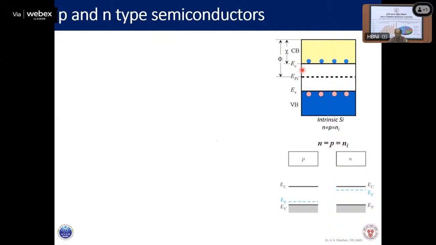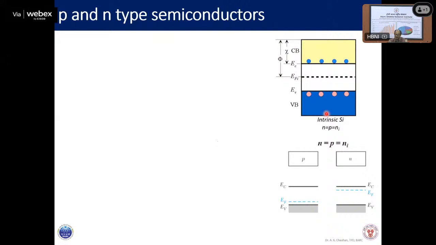This is EC, that is the bottom of the conduction band. This is EV at the top of the valence band, and this is the width of the conduction band. And suppose it is near to the vacuum level, so the difference between the EC and the vacuum is called the electron affinity, and the difference between the Fermi level and the vacuum level is called the work function.